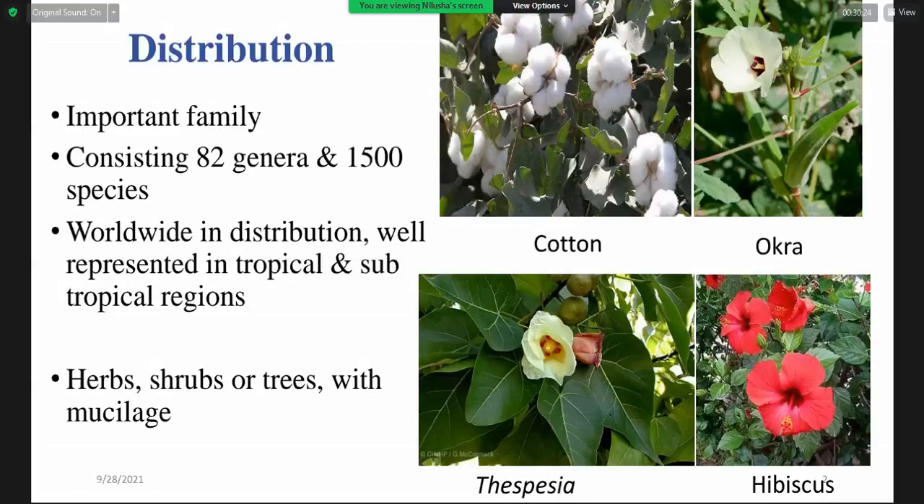They are represented in tropical and subtropical regions, and this family includes herbs, shrubs, or trees. Especially these plants have a mucilage substance within their leaf, branch, like that. I think you already know this. This mucilage is found in hibiscus, no?